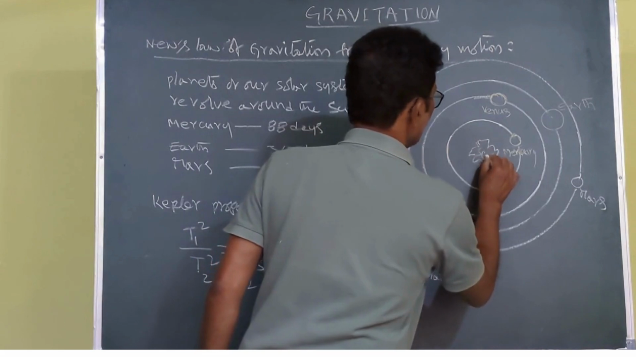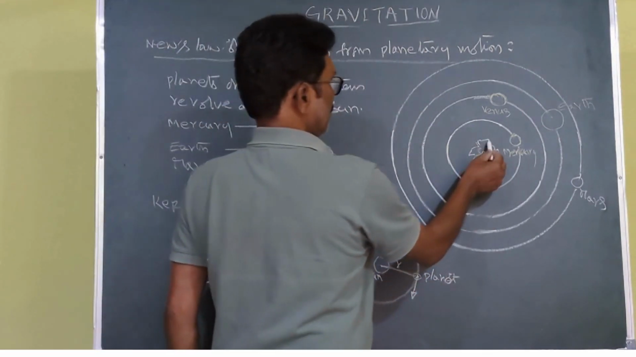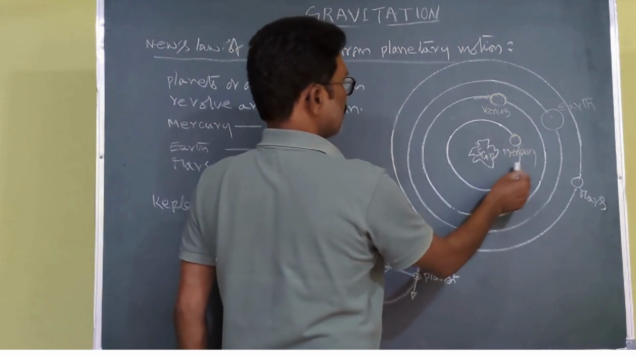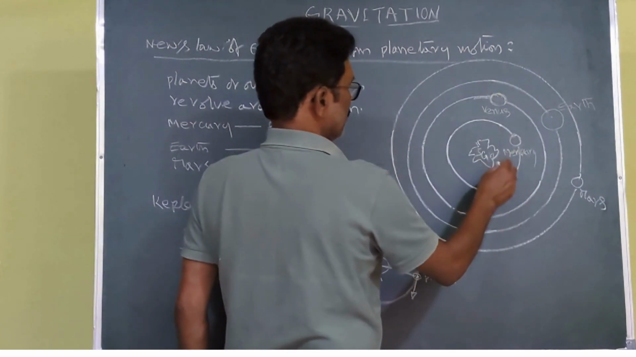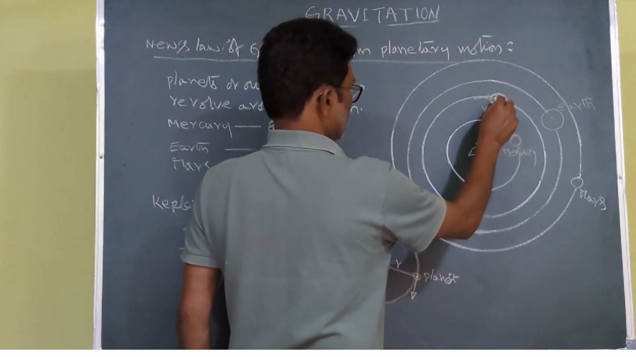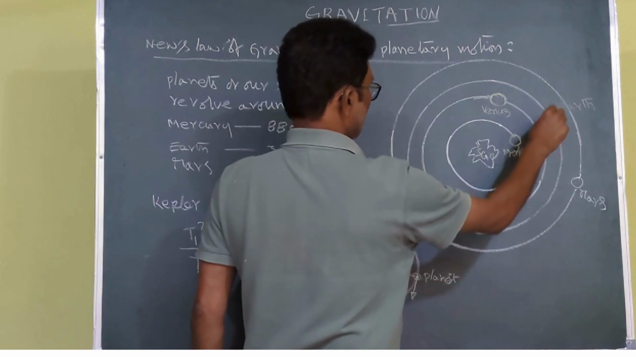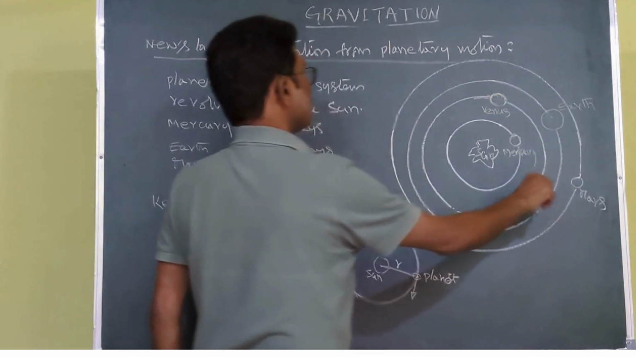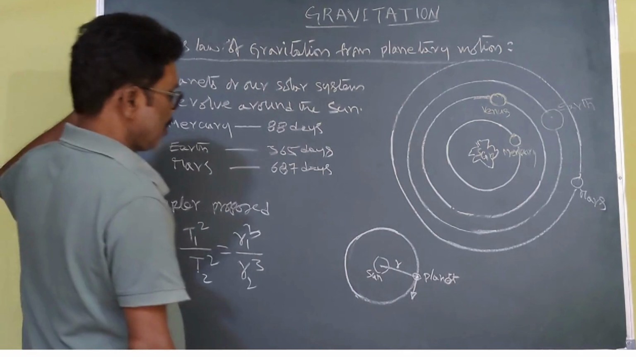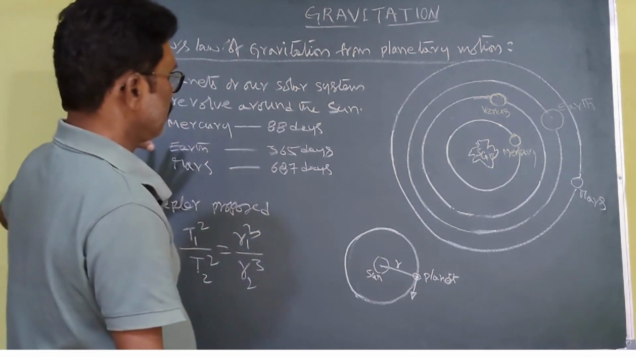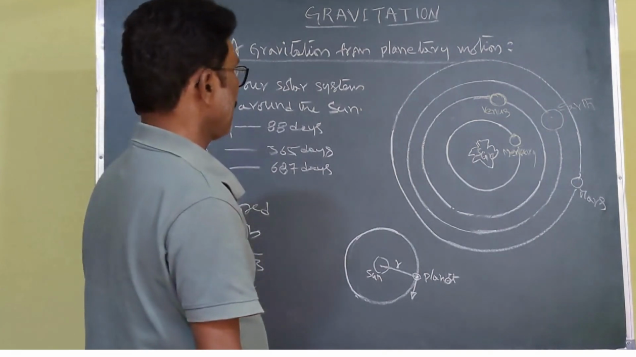This is the sun, and these are the planets. We know that our solar system has the sun, and around the sun these planets are rotating in circular motion. The first one is Mercury, the second one is Venus, the third one is our planet Earth, the next one is Mars, and so on. We can find the G value also by using Newton's formula.